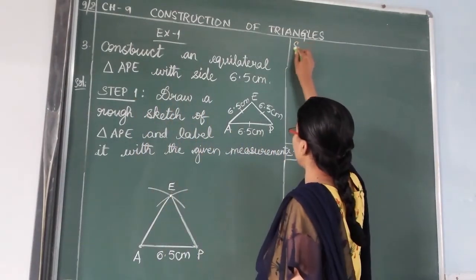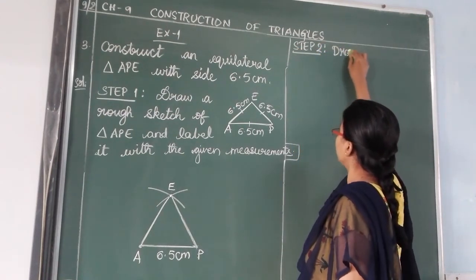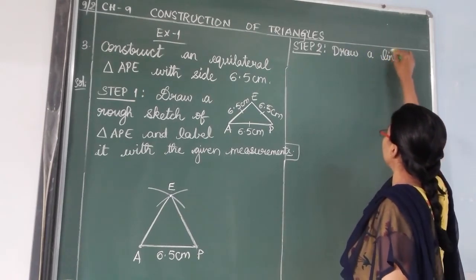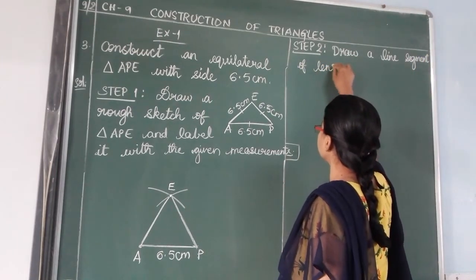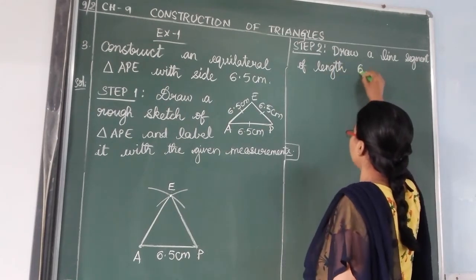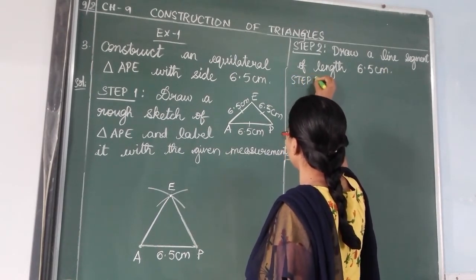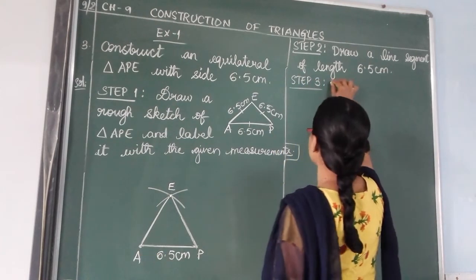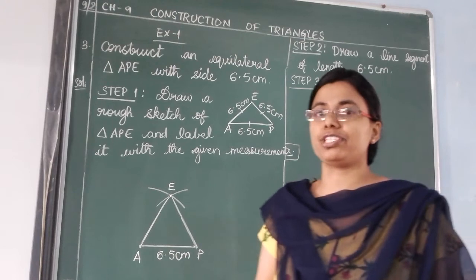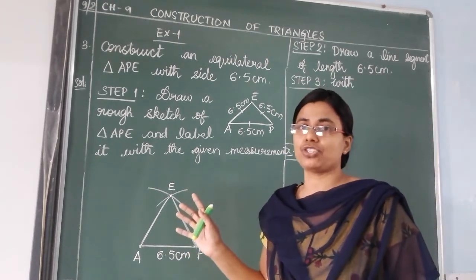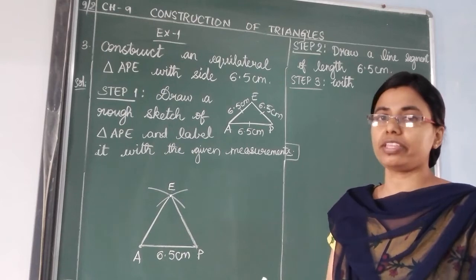Step 1 we have already completed. Let's write step 2. Step 2, what did we do? Draw a line segment of length 6.5 centimeters. Okay? Now step 3, what did we do? Step 3, with A as center. Are you observing all the steps? The sentences are the same, only the measurements and the names of the vertices are being changed. Everything else remains the same. Once you understand one construction, you should be able to do all the other constructions on your own.